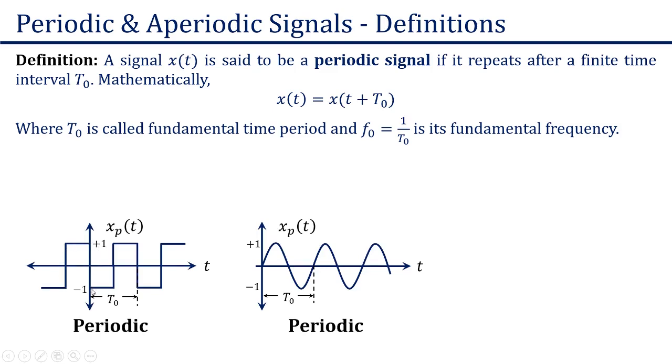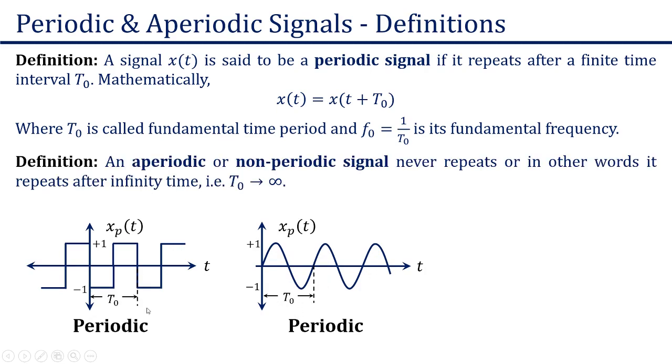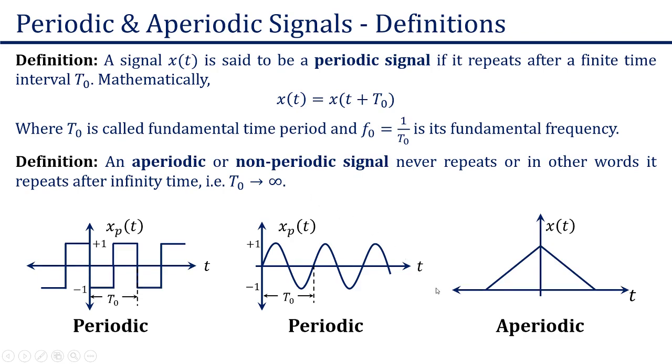First one is showing a square wave that repeats after an interval of time period T0. The second figure is showing a sinusoidal waveform, and that is also repeating after a time interval of T0. Whereas an aperiodic or non-periodic signal never repeats afterwards. In other words, it repeats after an infinite time. That is, the time period T0 tends to infinity in case of aperiodic or non-periodic signals. An example of an aperiodic signal is shown in the third figure, where the signal never repeats afterwards.